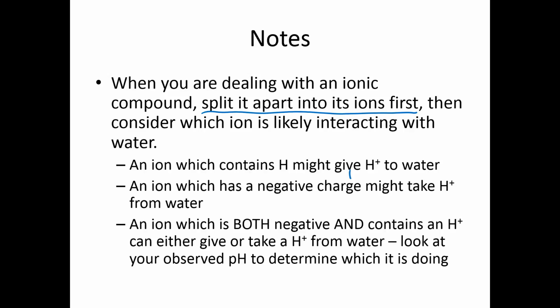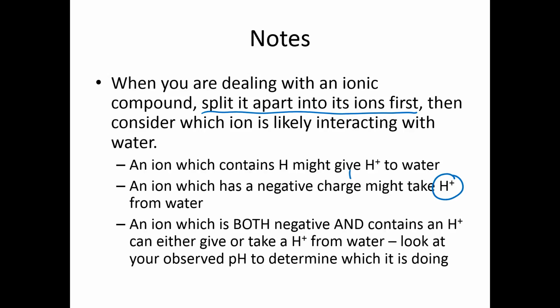An ion which contains some things to look for. If you notice that your pH is acidic, you're looking for a hydrogen giver. Any ion which contains hydrogen might be a hydrogen giver. If you're looking for a hydrogen taker, then a negative ion is a good candidate because negative things like to stick to positive things. So a negative ion might come along and take an H+ from water.